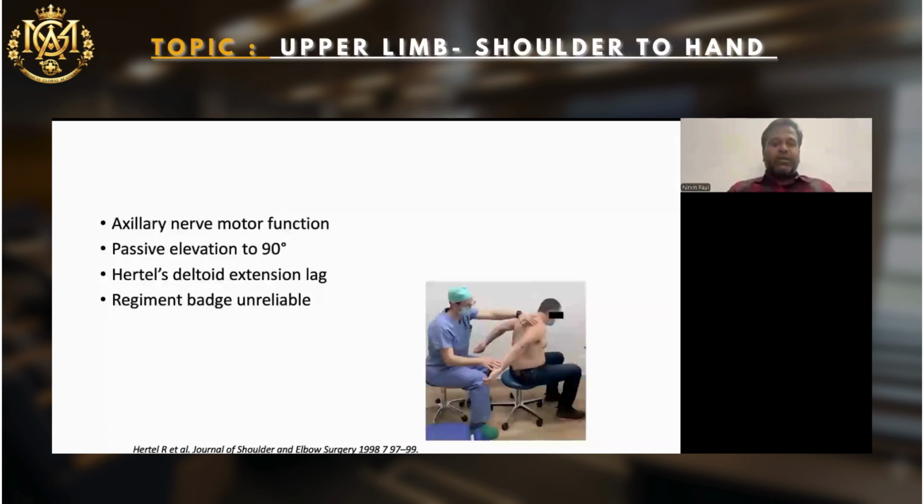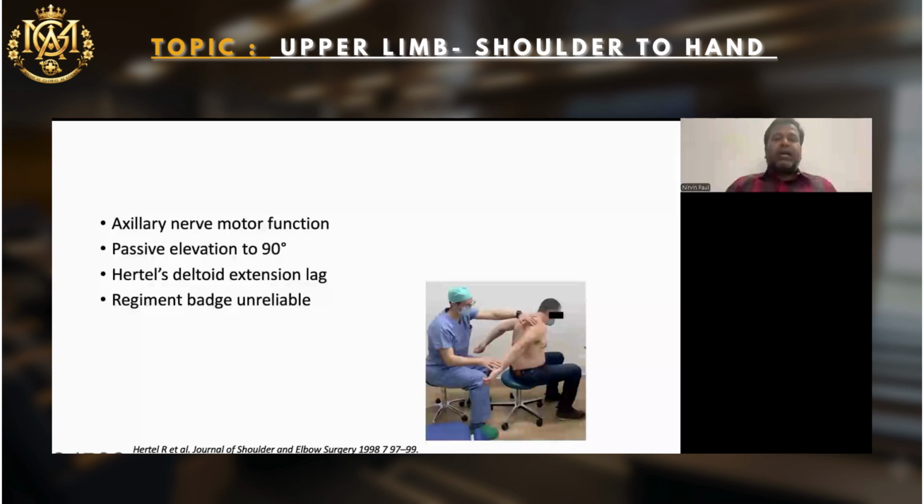Next thing that we're going to look at is a picture that shows you things that we normally overlook. For example, when you're looking at axillary nerve function, most of us are taught to look for the regimental badge sign, and to look at the traditional abduction to see if your deltoid is functioning.